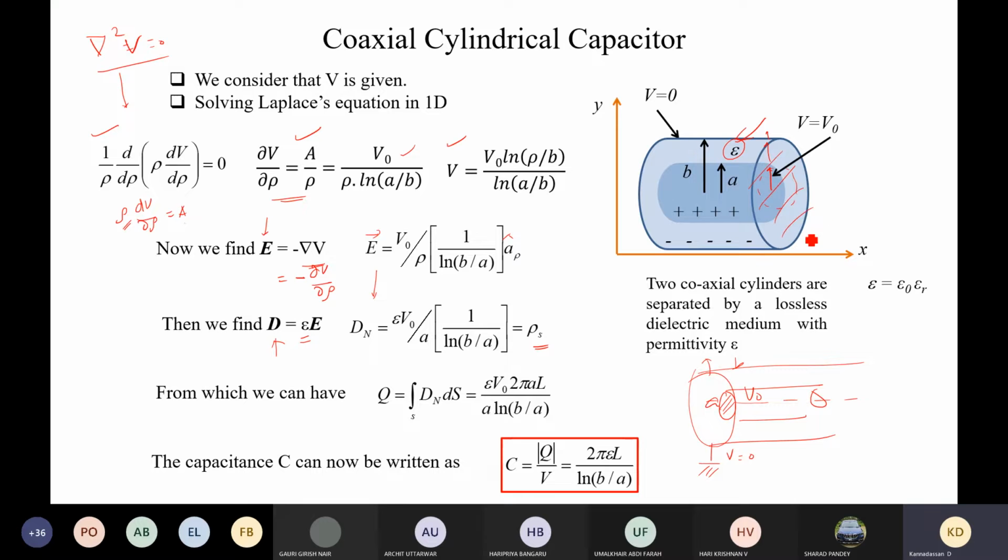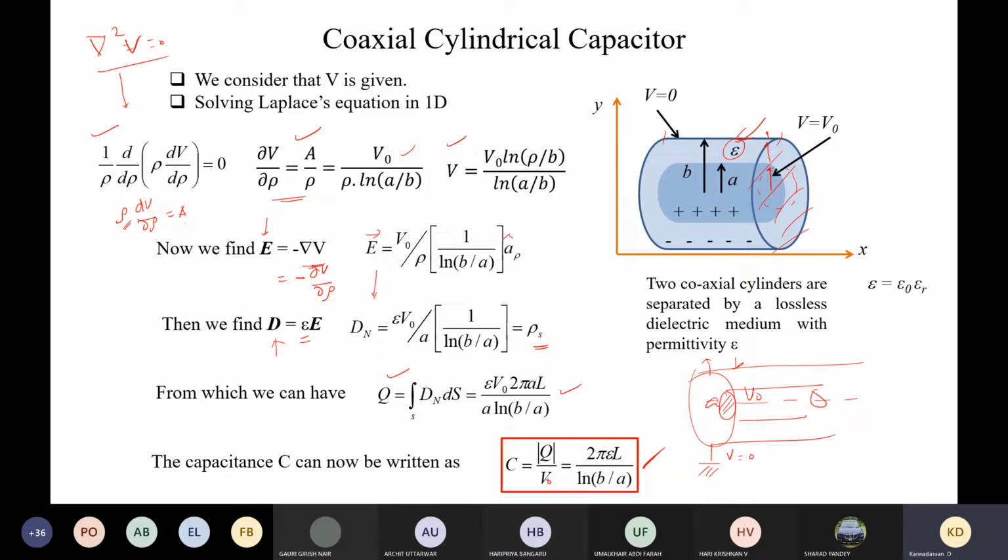So you are going to integrate over the surface, and you will get the surface, which is nothing but the length as well as this. So the total with respect to rho, you are getting 2 pi a l. So by the way, you will get the q. This q you are going to divide by the V naught, so the V naught will be cancelled. You will get this. So this is one way of doing the work, starting with the Laplace equation and going this way.